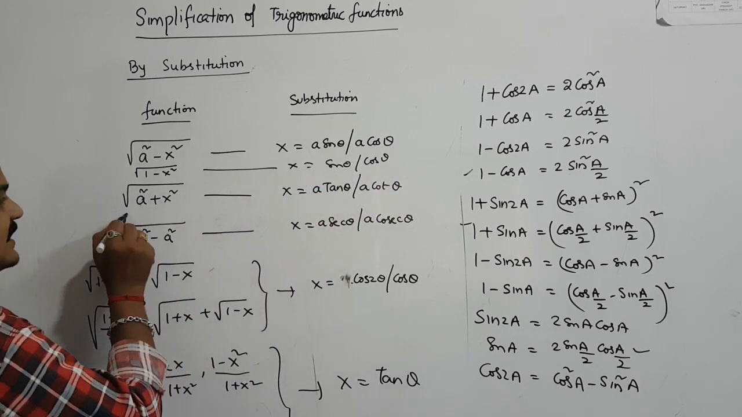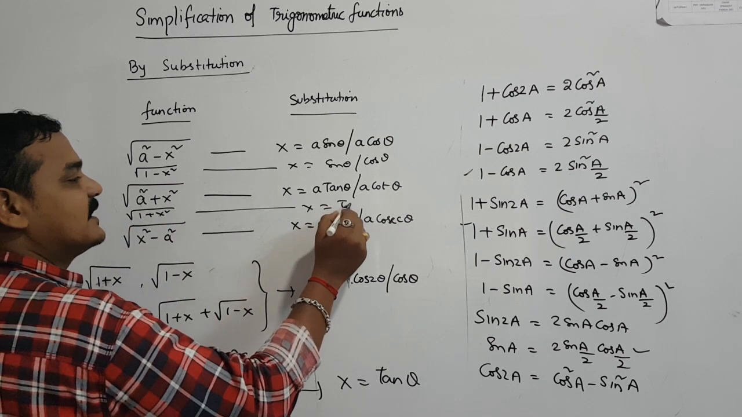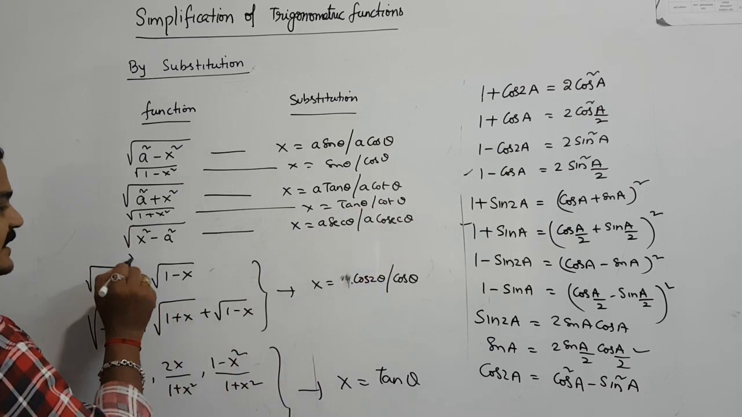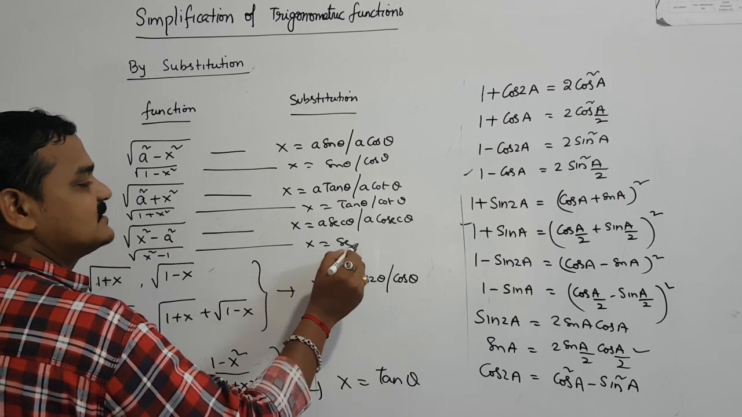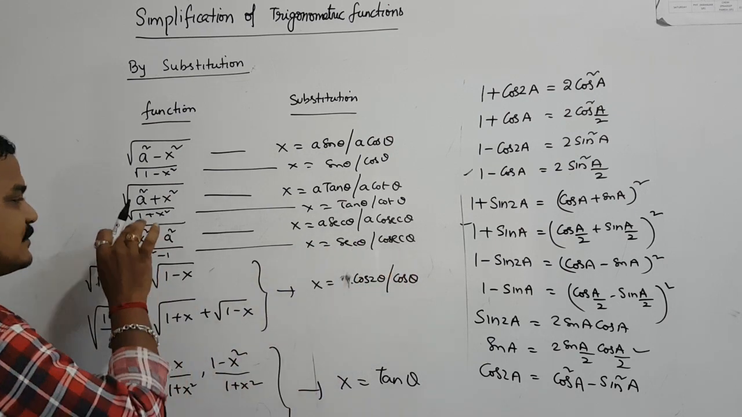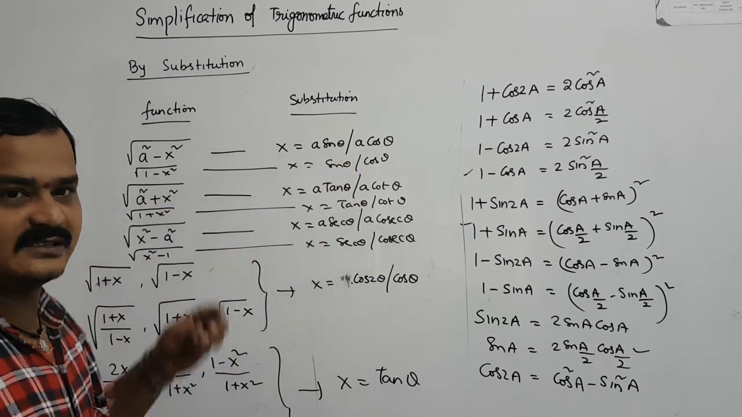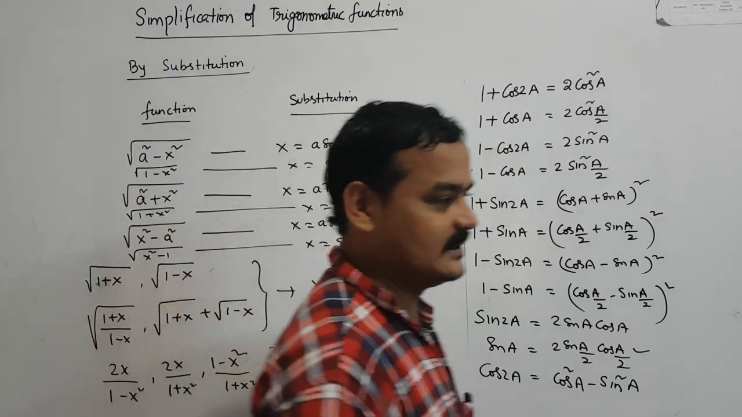Got it? Similarly here, if root over 1 plus x square is given, then x is equal to tan theta or cot theta, because in the place of a it is 1. Again, if it is root over x square minus 1, then also x is equal to sec theta or cosec theta. Suppose in the place of a it is given 2, means it is 4 minus x square, then you need to take 2 sin theta or 2 cos theta. These are the proper substitutions.